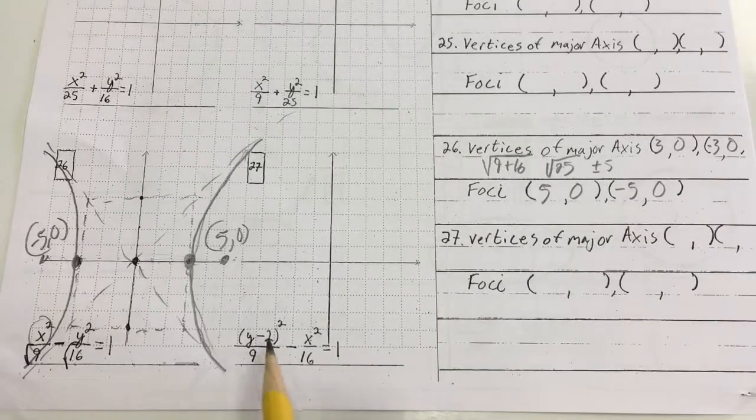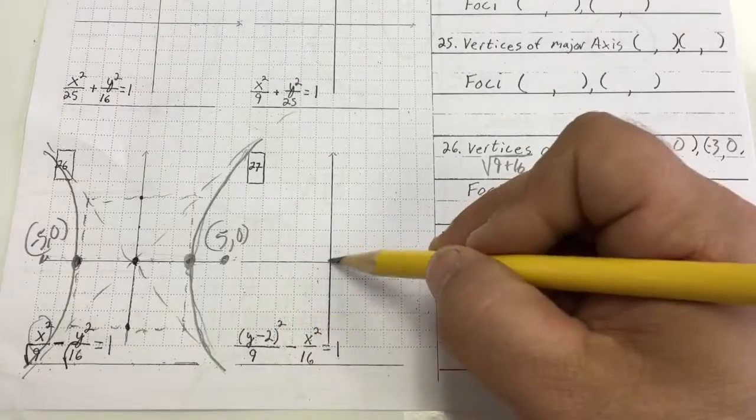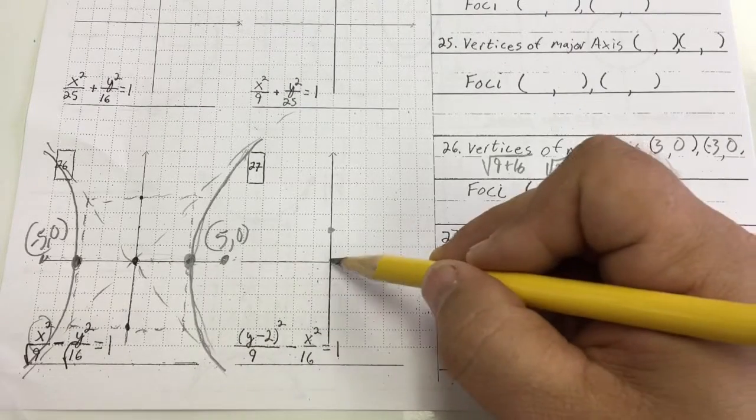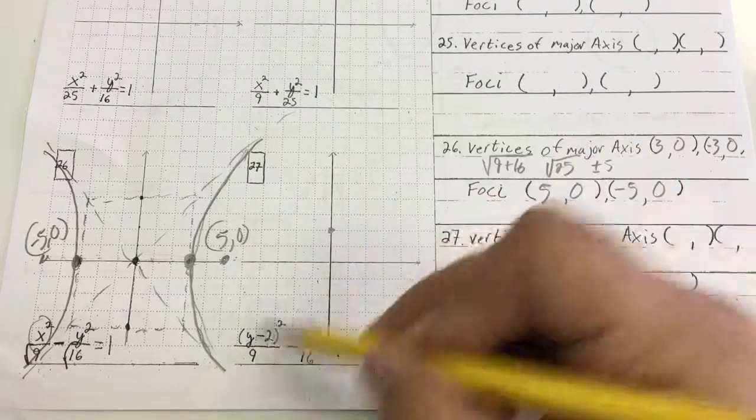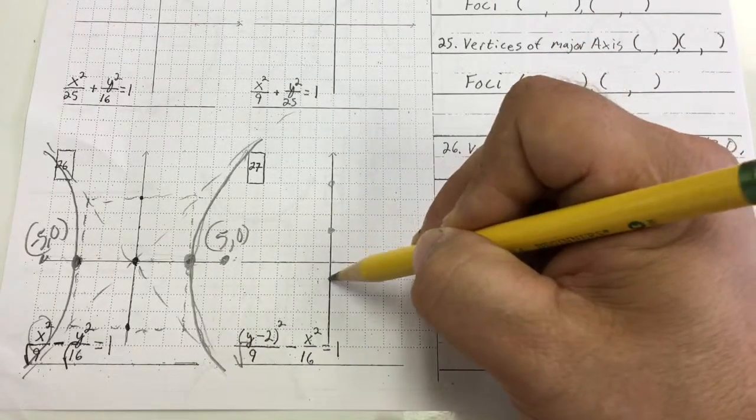This one has a phase shift, so it's going to be a little bit more difficult. And it has the y term first. So because it has the y term first, that means I go opposite, up 2. The x term stays 0, so I don't go left or right any. The phase shift is going to be 0, positive 2. Square root of 9, that means I go up and down 3. 1, 2, 3, down 1, 2, 3.